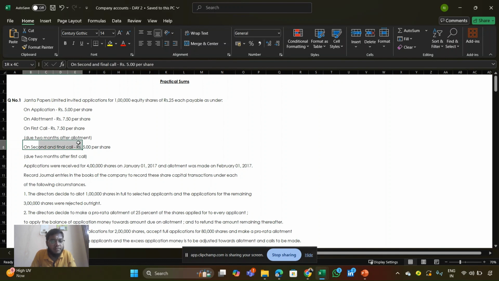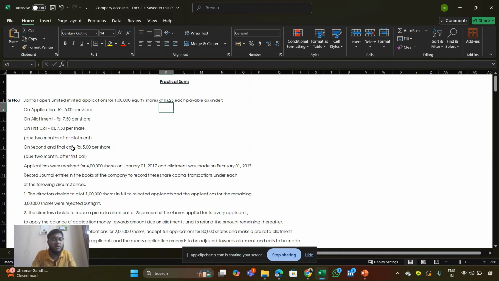This bracket is very important. This bracket says due 2 months after allotment. After the allotment, only after 2 months is the first call amount due, but we have received it in advance. This is called calls in advance. This one is also the same; we received it in advance. It's calls in advance. Second and final call rupees 5. So first we'll total the amount: 5, 5, 10, 17.5, and then 7.5, 25.